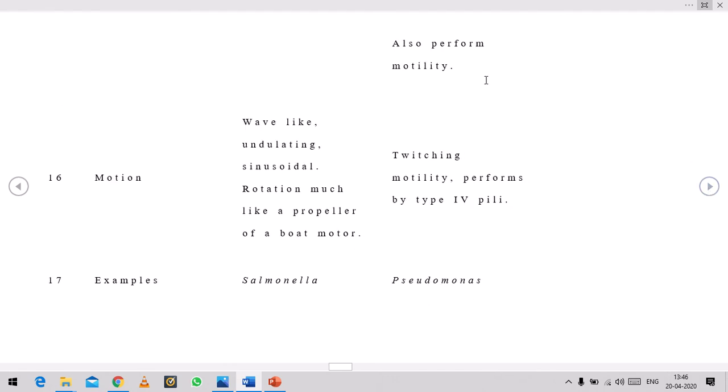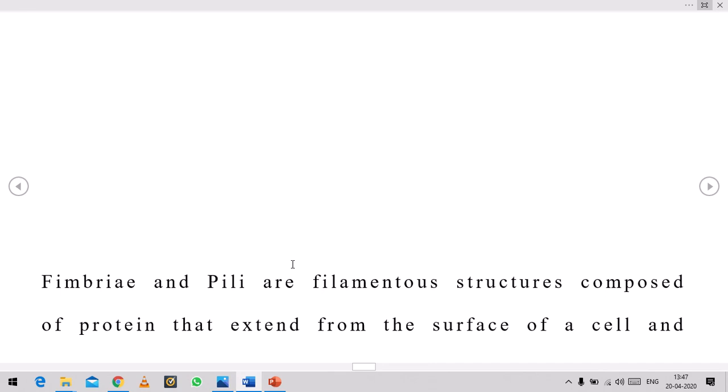Pili also perform motility. For flagella, the motion is wave-like, undulating, sinusoidal, then rotation much like a propeller of a boat motor. For pili, it is twitching motility performed by type 4 pili. Examples: Salmonella, and here it is Pseudomonas. There are many examples you can see there.